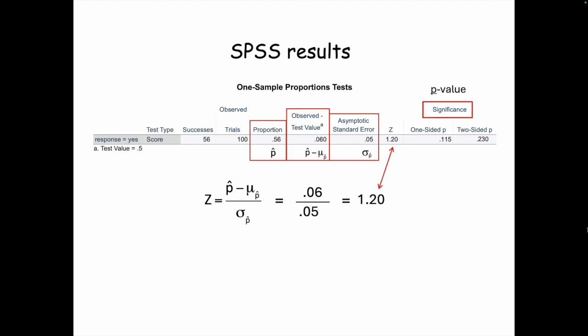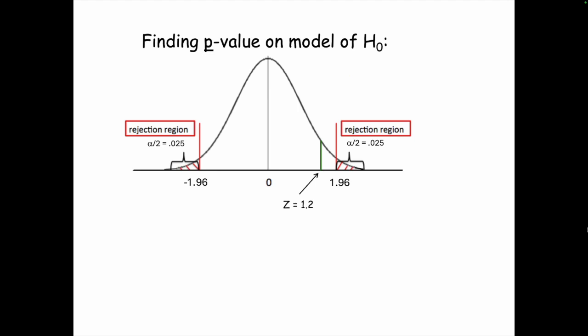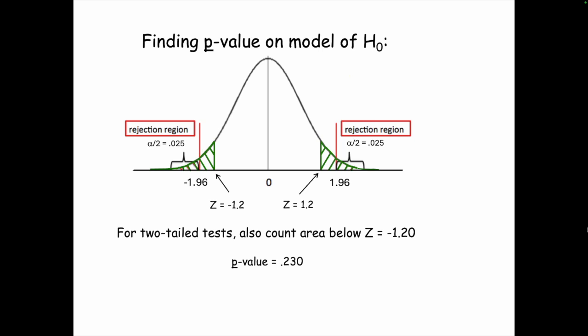The last part of the table is the p-value. We did a two-tailed or two-sided test, so the p-value is 0.23. This is what the results look like on our model of the null hypothesis. Our test statistic is 1.2, and the area above 1.2 is 0.115. For any two-tailed test, the p-value is an area in both tails, so we multiply this number by 2 to get 0.23. What this tells us is that if we repeated the study, we would expect results at least this extreme nearly 1/4 of the time, when the null hypothesis is true.